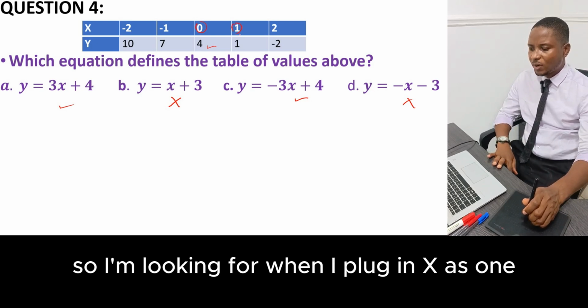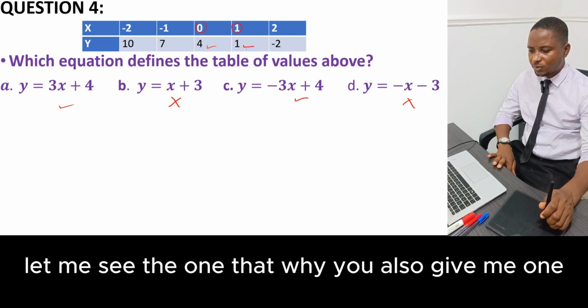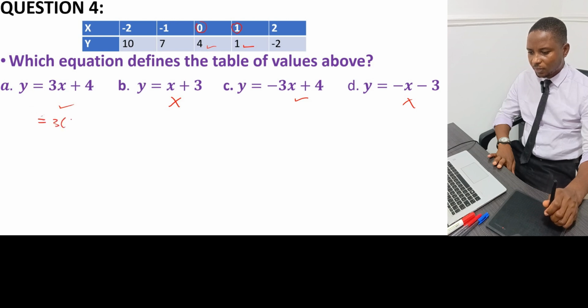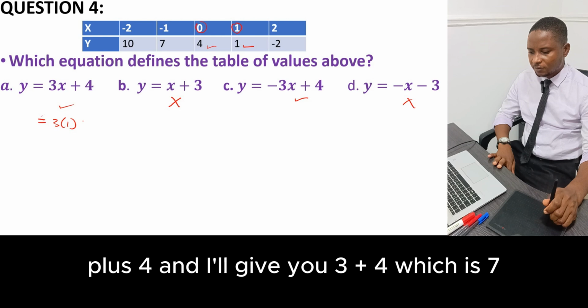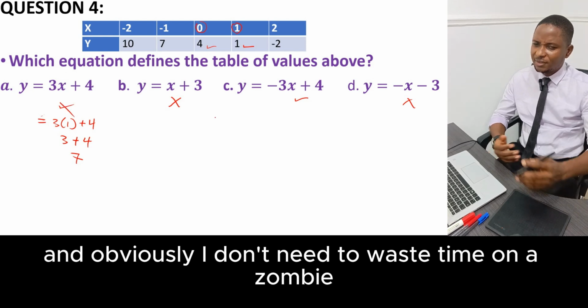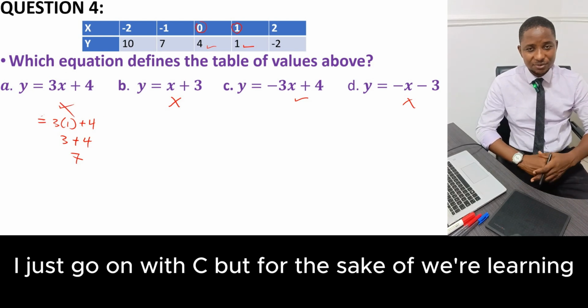I'm looking for, when I plug in x as 1, the one that y will also give me 1. So if you do that for option A, you have 3 into 1 plus 4, and that will give you 3 plus 4, which is 7. So this is not correct. So A is out. And obviously, I don't need to waste time on exam day. I just go on with C.